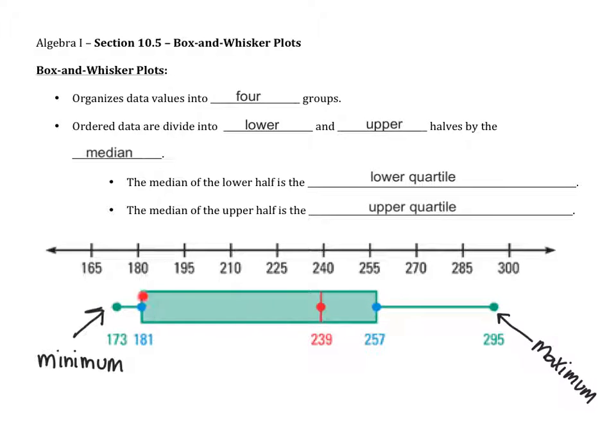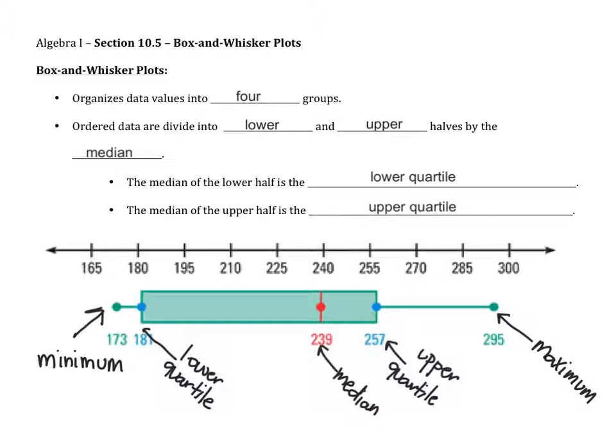So let's move on to the box. The box is formed by the lower quartile and the upper quartile. So again, you find the middle of the lower half and the middle of the upper half, and that's where the 2 lines for the outside of the boxes go. And the line in the middle or near the middle of the box is the median.